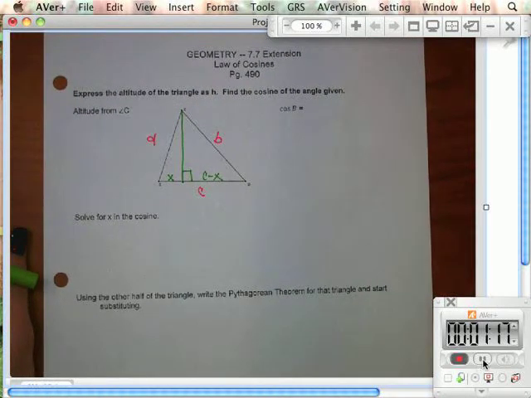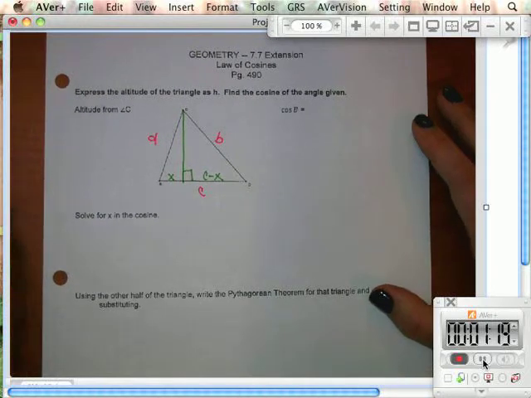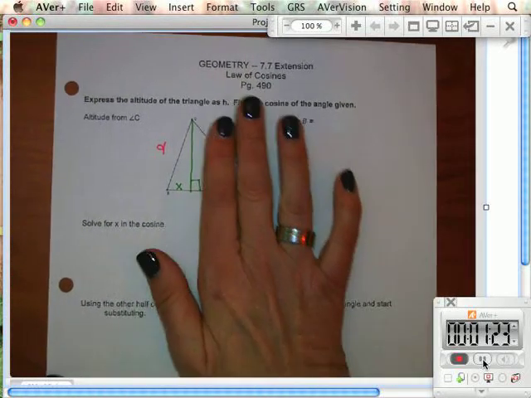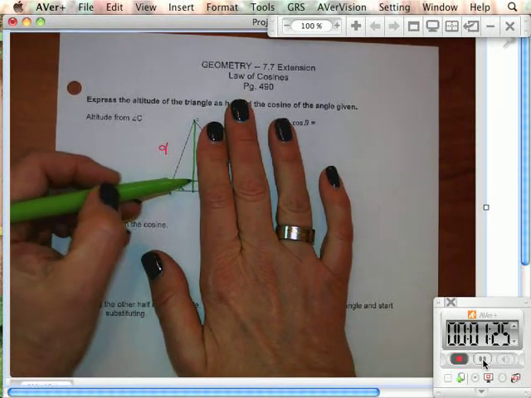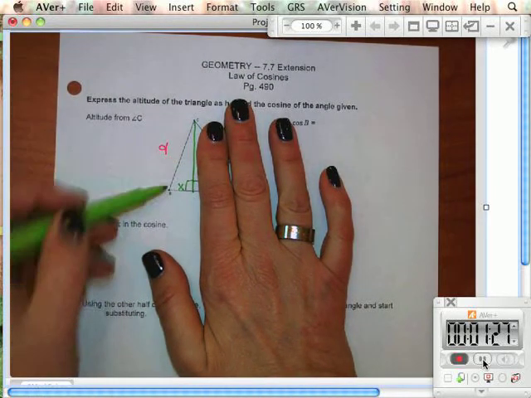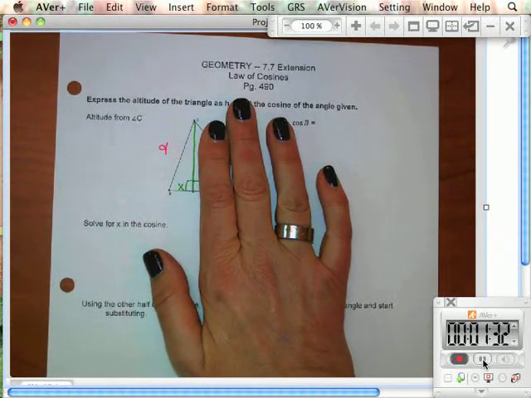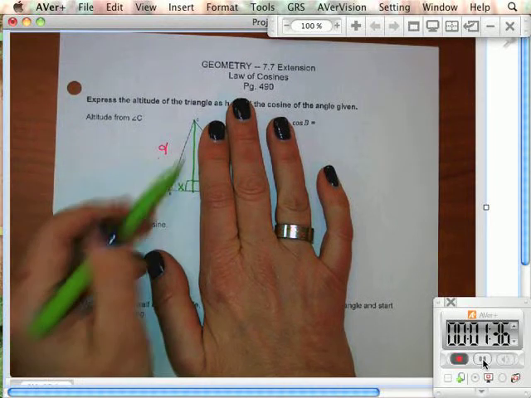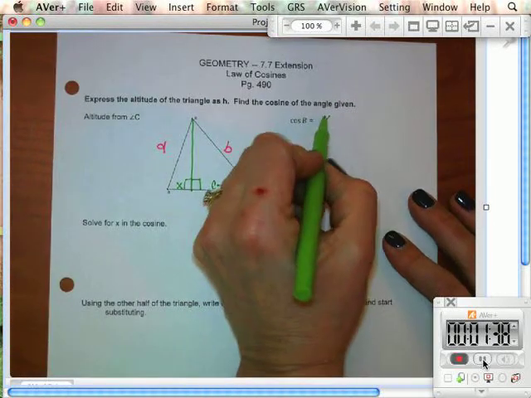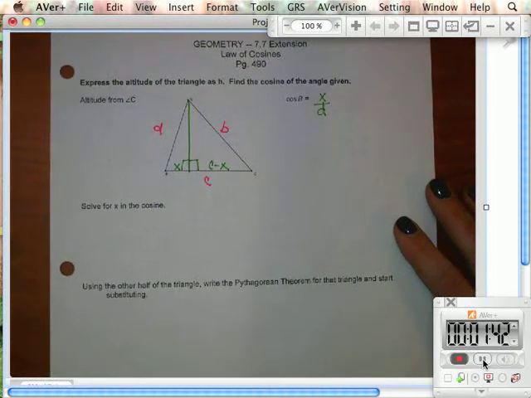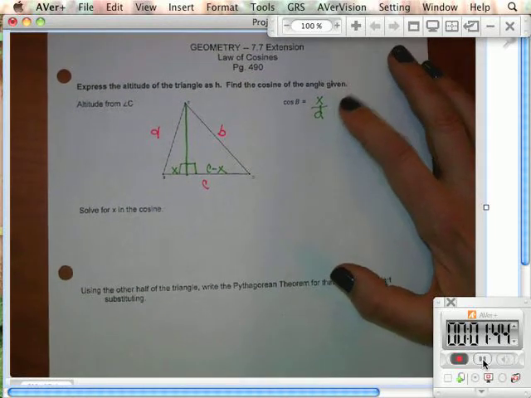Here we go. So the first thing we have to do is express the cosine of B, and we're going to just do it considering this right triangle right here. Cosine is what over what? Adjacent over hypotenuse. So this is X over D. Okay, so we've expressed cosine of B right here with that right triangle.